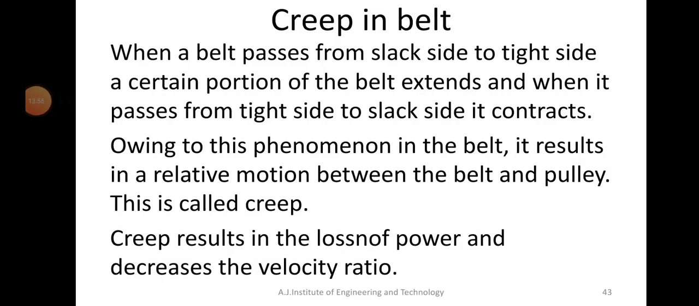Okay, so now I hope you could understand what I was saying. When the belt passes from the slack side to the tight side, a certain portion of the belt will extend, and when it passes from the tight side to the slack side, again it will contract. So at one point it gets stretched and at one point it gets contracted. Every time that's happening, there will be a continuous force acting on it. Once it will be stretching and once it will be loosening up.